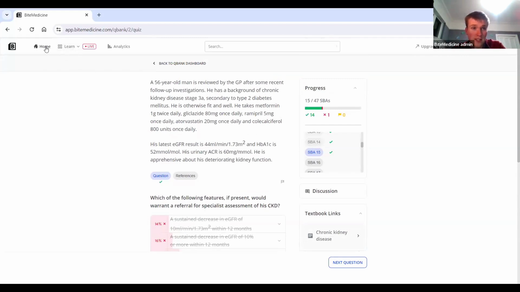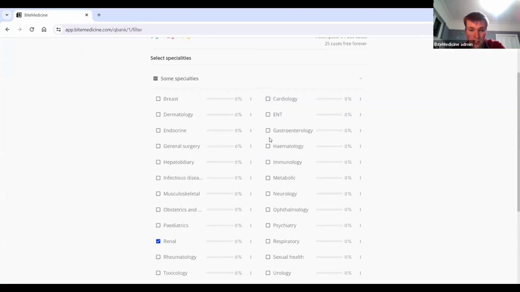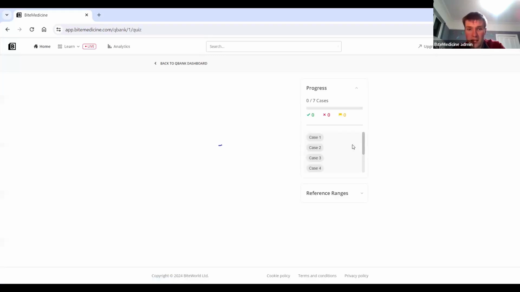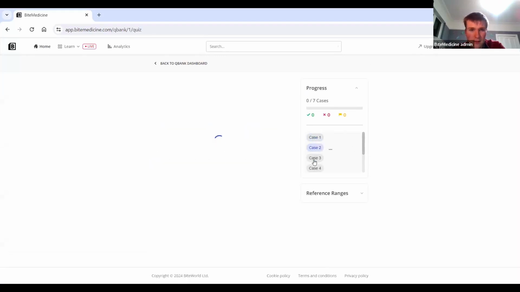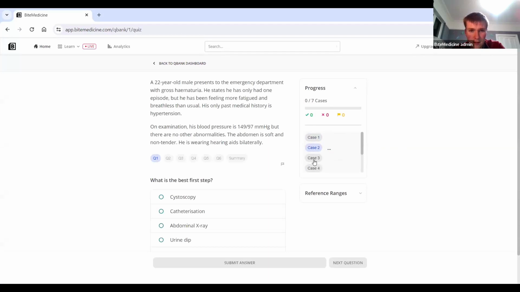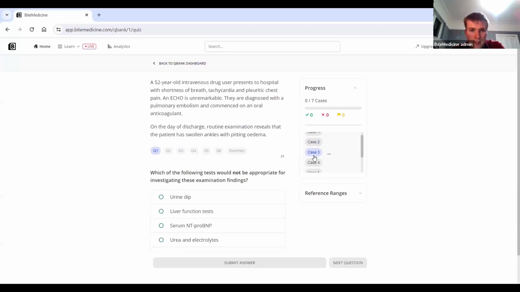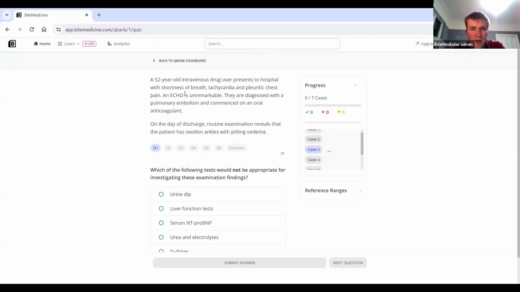I'm just going to quickly switch now to our multi-step. I'm just going to do one because, as I said, there are multiple questions linked to each vignette. Let's see if we can do something a little bit spicy. So we're not going to do that one because he's got hearing aids, gross hematuria. That's Alport syndrome. We've already talked about that tonight. Okay, let's do this one.